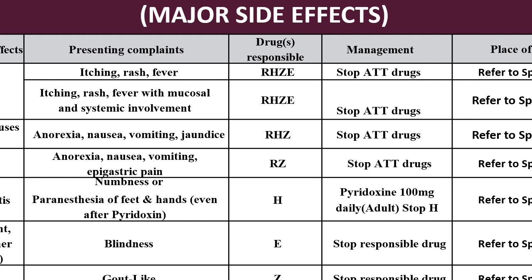So in case of minor side effects, we need not stop the drug, but in case of major side effects, we have to stop the responsible drug and have to redecide the regimen. In order to do that, we have to refer the patient to the TB specialist.